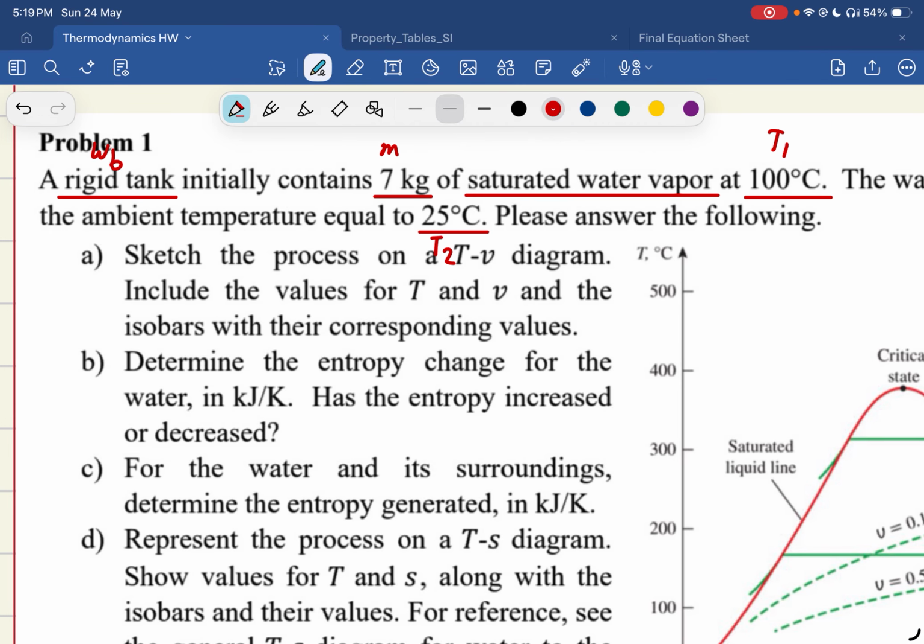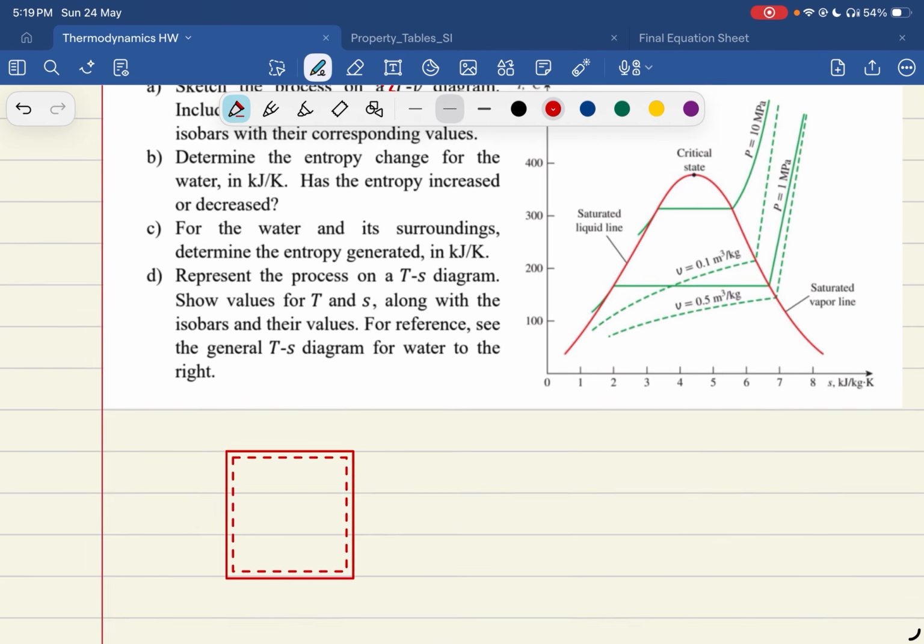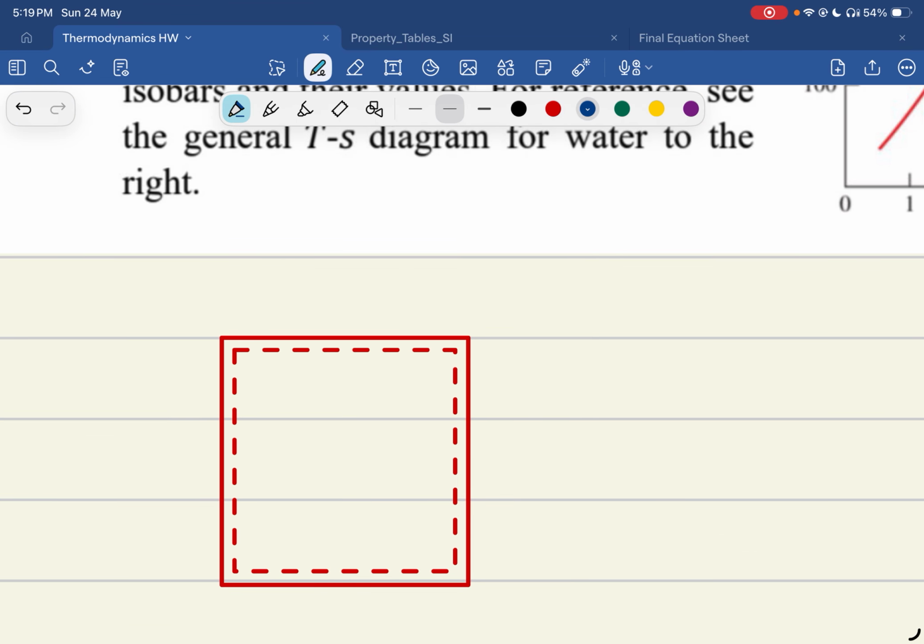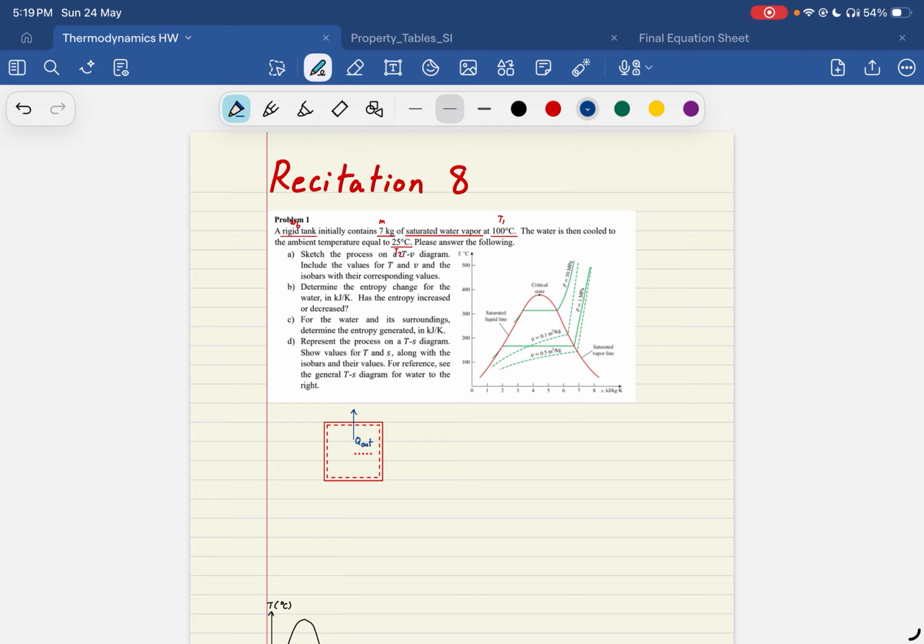And now it says to sketch the process on a TV diagram, including all the T and V values, and the isobars with the corresponding values. So from our schematic, we have a rigid tank, okay? And since there's no work, we're not going to include that, and there's no mass flow because it's a closed system. And so we're just going to add our Q out. That's for our schematic for now.